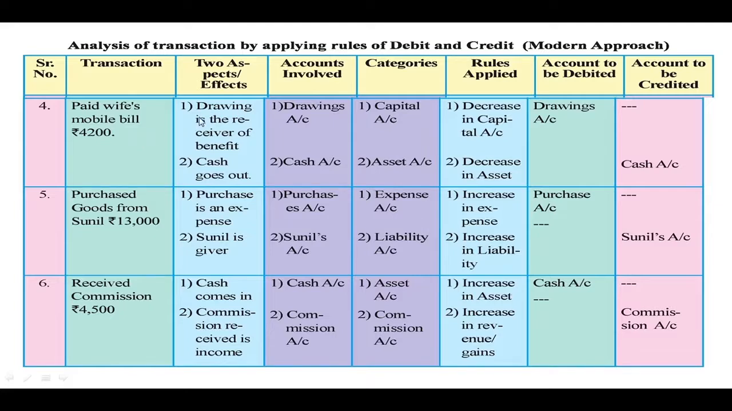So here drawing is the receiver of the benefit, and as per the modern approach, drawing account is considered as capital account. You have to remember that drawing account as per the traditional approach is considered as the personal account, but as per the modern approach, drawings account is classified under the category of the capital account.